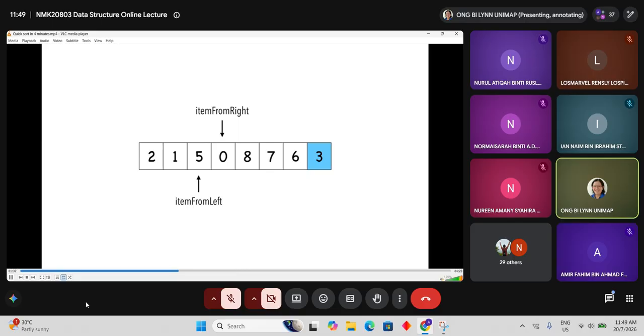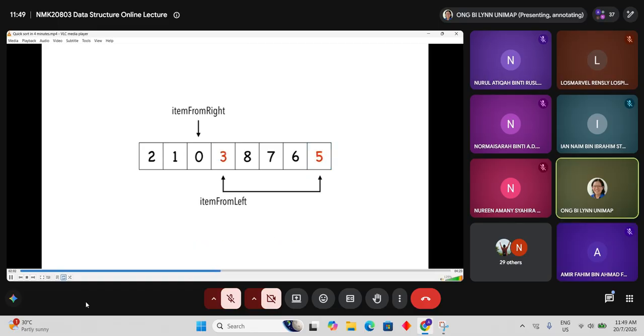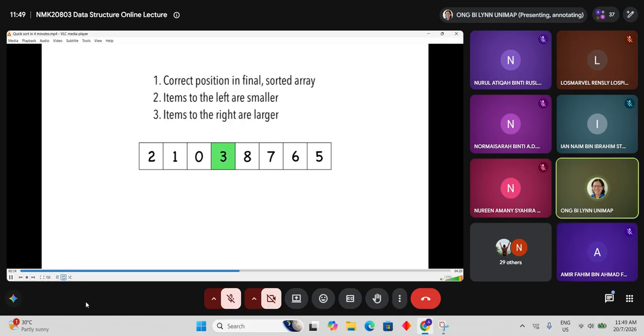Okay, you stop. Again, we swap the 2. One more time. This time we see that item from left has a greater index than item from right. So we know we're done. Okay, put 3 in the middle. We swap item from left with our pivot. Three, our pivot is now in its correct spot. To prove it, let's review our 3 conditions. As you can see, all items to the left are smaller and all items to the right are larger.